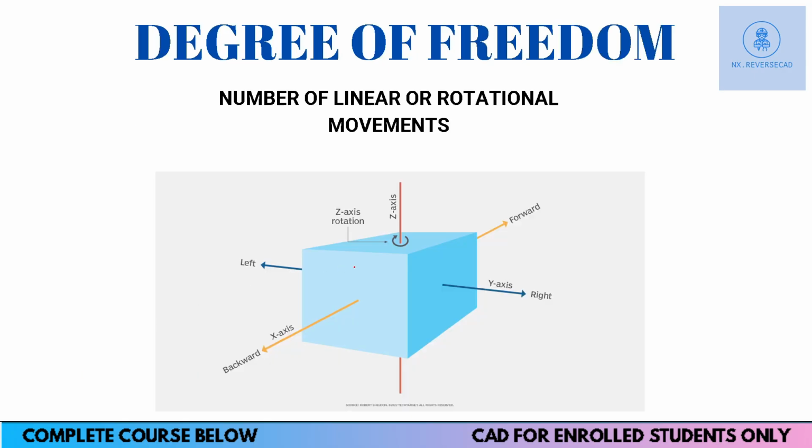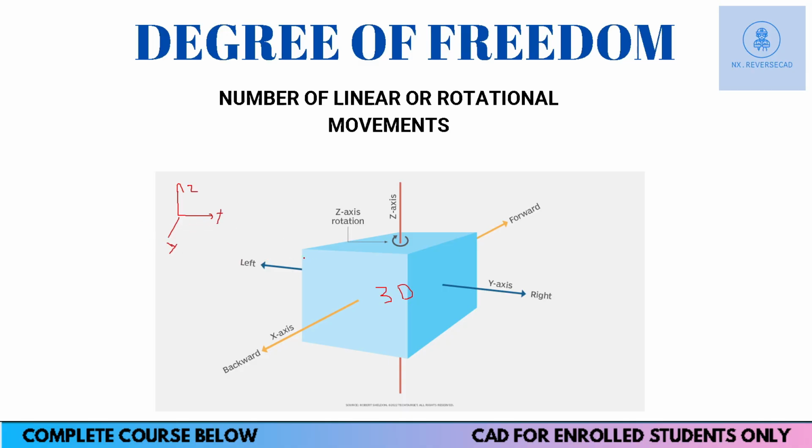Next is a very important term, that is degree of freedom. It simply means the number of linear or rotational movements that a body can make. So if you see on your screen, this is a body that is present in 3D space. I'll also draw a coordinate system here quickly. This would be my Z, this is X, and this would be Y.